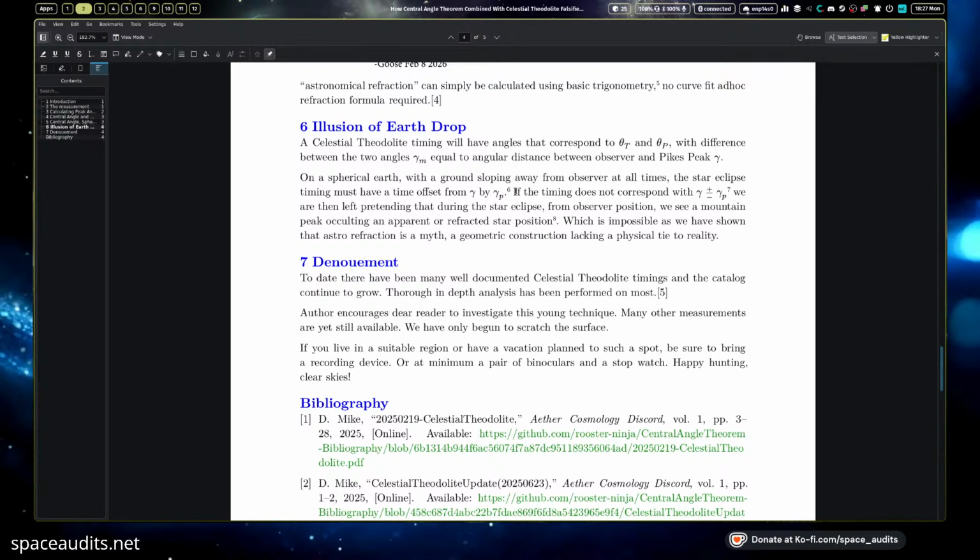If the timing does not correspond with gamma plus or minus gamma p, we are then left pretending that during the eclipse from the observer position, we see the mountain peak occluding an apparent star or refracted position, which we have shown is impossible, as we have shown with the myth of astronomical refraction, a geometric construction lacking a physical tie to reality.